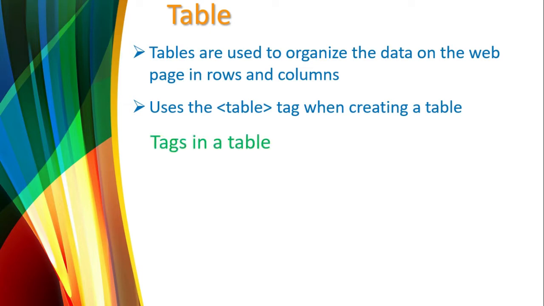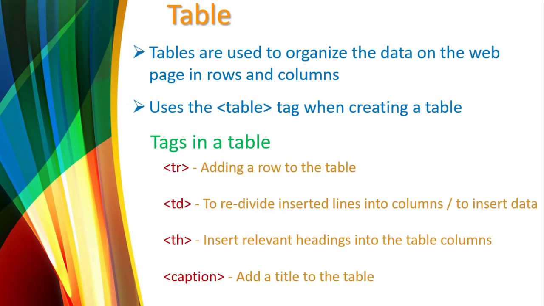There are some tags which can be used in a table. Let's see what they are. tr tag. We can use the tr tag to add a row to our table. td tag. It is used to insert the data into a column. th. Table heading tag. We can use the th tag to add a heading for a table column. Caption. It is a useful tag because it is used to add a title to the table.